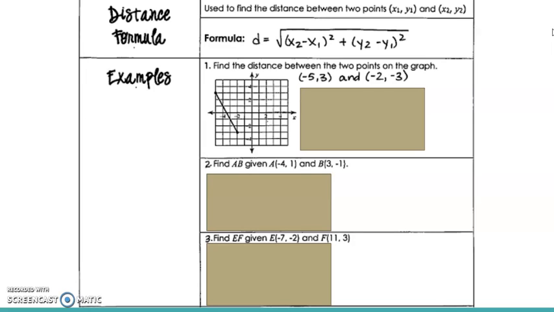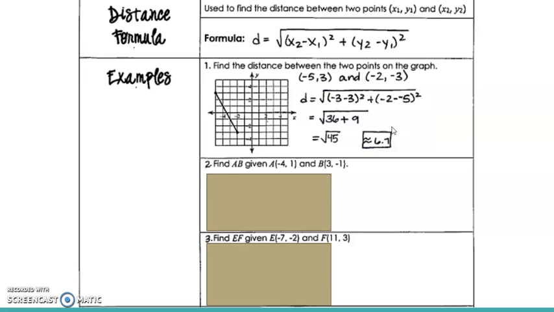When we use this, we are going to most likely be given either 2 points or a graph. For example number 1, we are given a graph. So the first thing that we want to do is pick out what those points are. As you can see, it's already been written up top that we're talking about the points -5, 3 and -2, -3. I'm going to take the distance formula and plug those in.